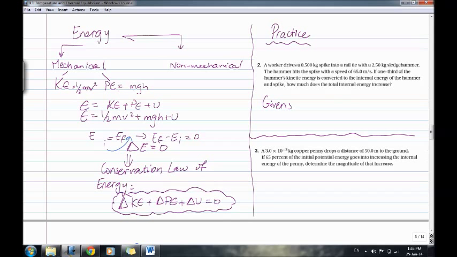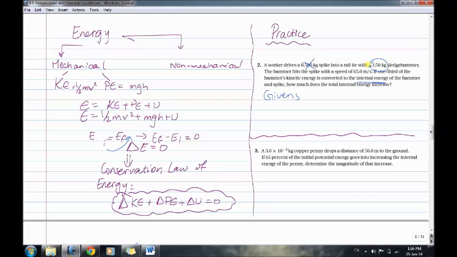Now, let's first of all take out the givens. Here we're not going to use the 0.5 kilogram spike. We need the 2.50 kilogram of the sledgehammer, because we need it just for the sledgehammer, not for the spike. Here they're asking for the internal energy. As you can see, if you want to use a formula, it depends on the question itself.